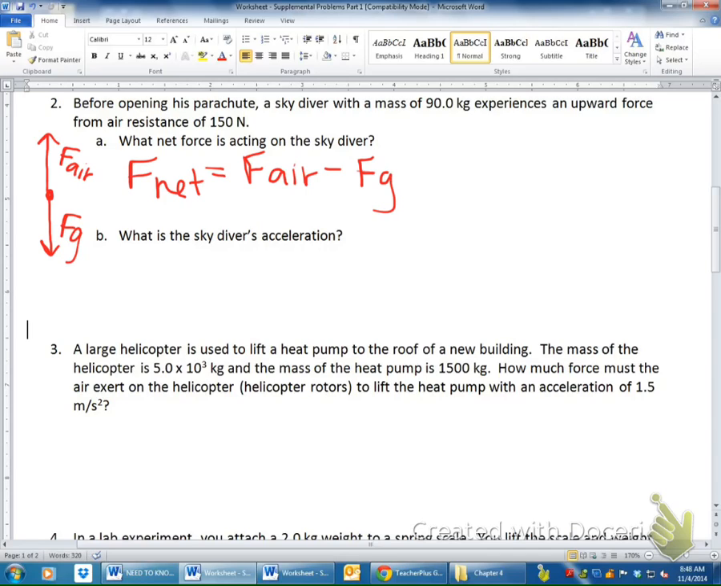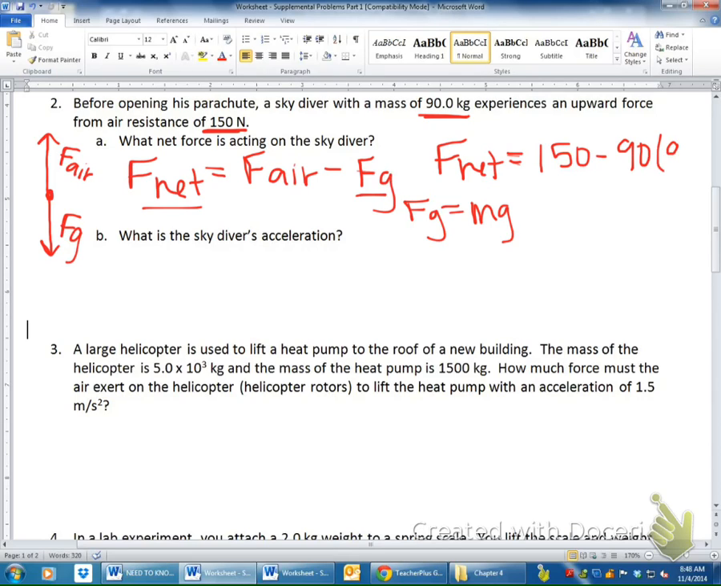So we want to find the net force. We want to find this section of our equation here. What's given to us in the problem? What do we know? We know our mass right here. We know the force of our air resistance. We don't even have to do any math for that part. Okay, so F net equals our air resistance force, which is what? 150 minus what? How do we find F sub G? F sub G equals mass times gravity. So I'm going to take my mass here, which is 90, times 9.8.